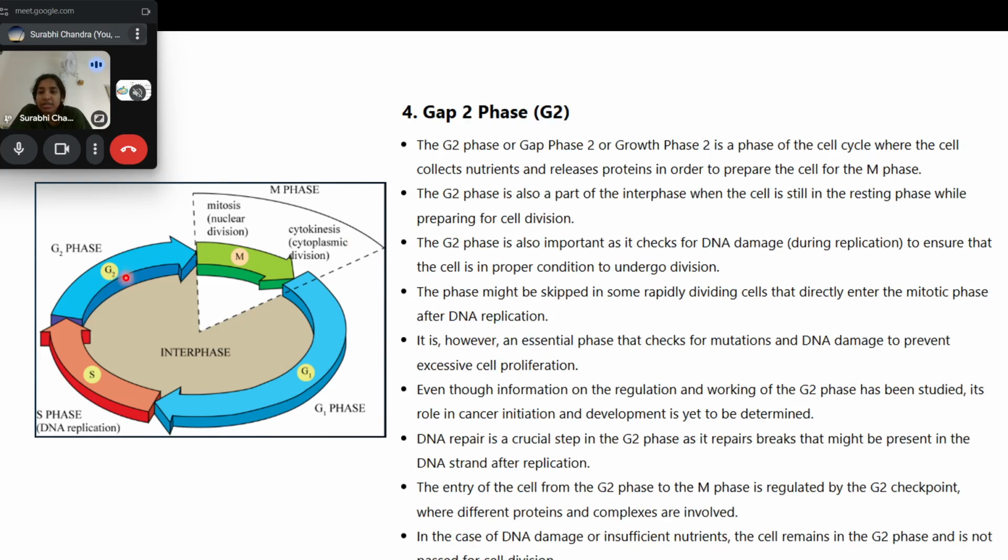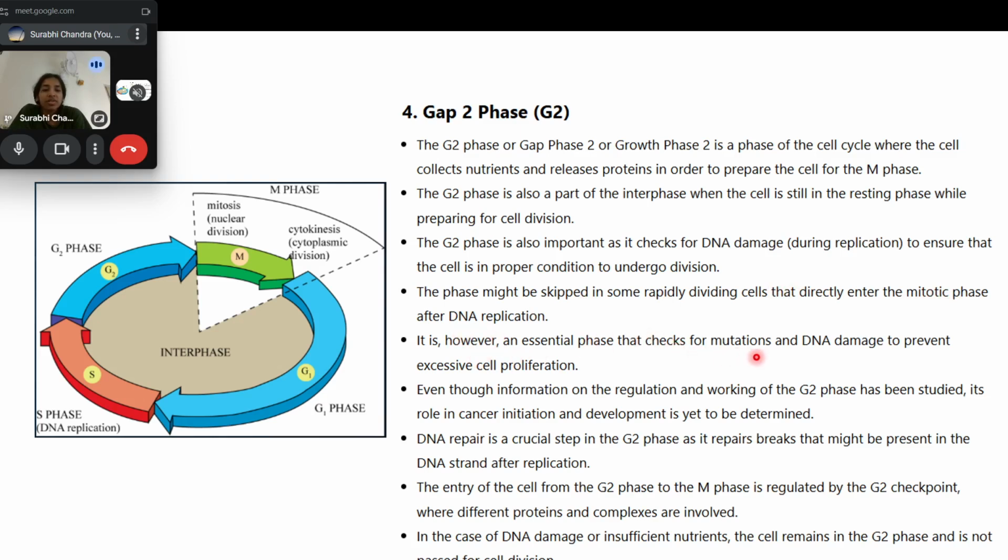Now finally, there is this G2 phase or gap 2 phase here, where the cell collects the nutrients and releases proteins in order to prepare the cell for final division, or M phase or mitotic phase. So G2 phase is also important, and it checks for DNA damage during replication to ensure that the cell is in proper condition to undergo division. And sometimes this phase might be skipped in some rapidly dividing cells that enter directly into the mitotic phase or M phase after the DNA replication.